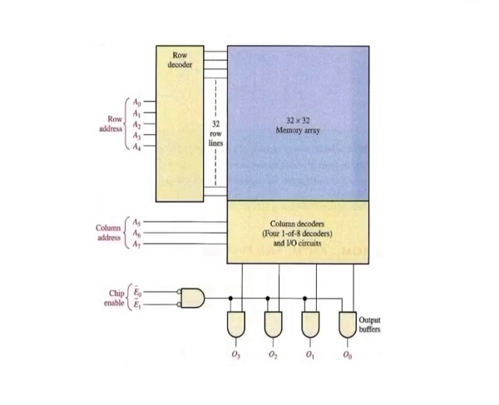5 of the 8 address lines, A0 through A4, are decoded by the row decoder, often called the Y decoder, to select one of the 32 rows. 3 of the 8 address lines, A5 through A7, are decoded by the column decoder, often called the X decoder, to select 4 of the 32 columns. Actually, the column decoder consists of four 1-of-8 decoders.